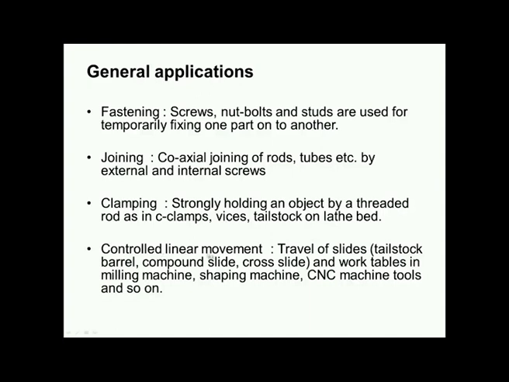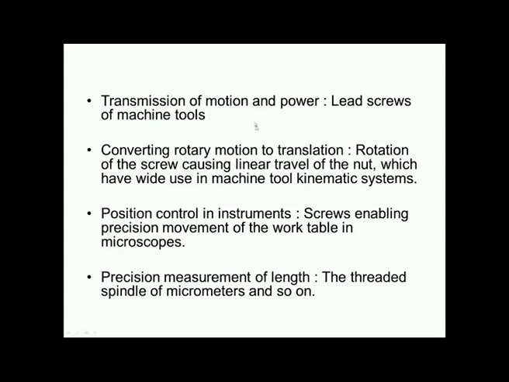They are used for controlled linear movement, that is for travel of slides and movement of work tables in milling machine, shaping machine, CNC machine tools etc. And these screw threads are used for transmission of motion and power. For example, the lead screw used in a lathe is used for transmitting motion and power, and they are also used for converting rotary motion to translation, that is rotation of the screw causing linear travel of the nut, which have wide use in machine tool kinematic systems.